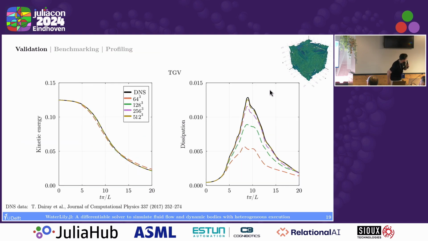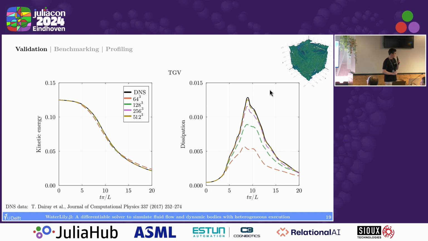So first, validation of the Taylor-Green vortex. Here we are looking at the evolution of the kinetic energy and the evolution of the dissipation, or also the rotational energy of the fluid, if you want, for different resolutions of the problem. Here we go from 64 cube grid cells to 112 cube grid cells.